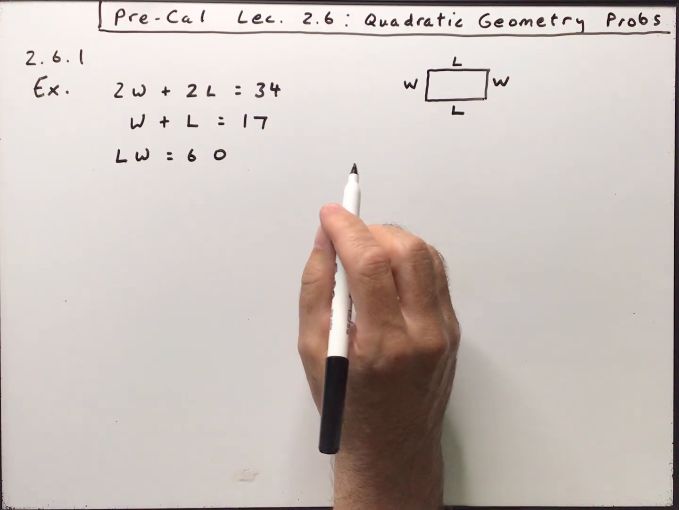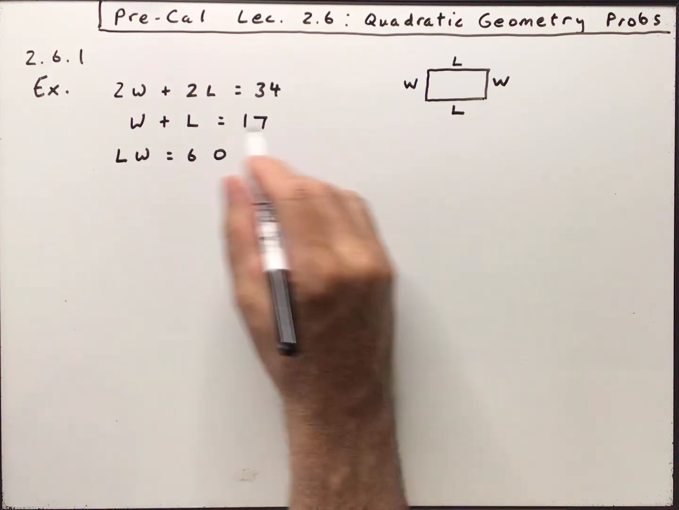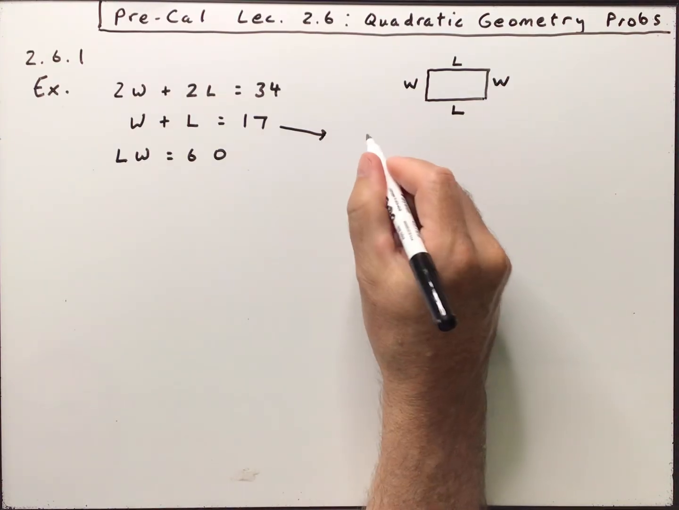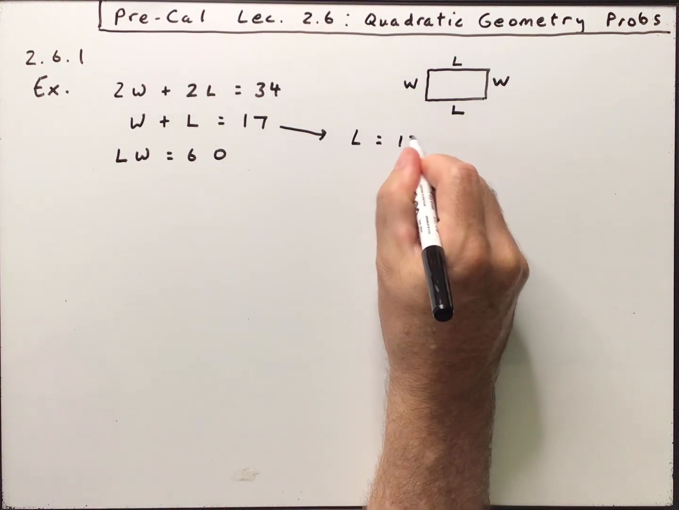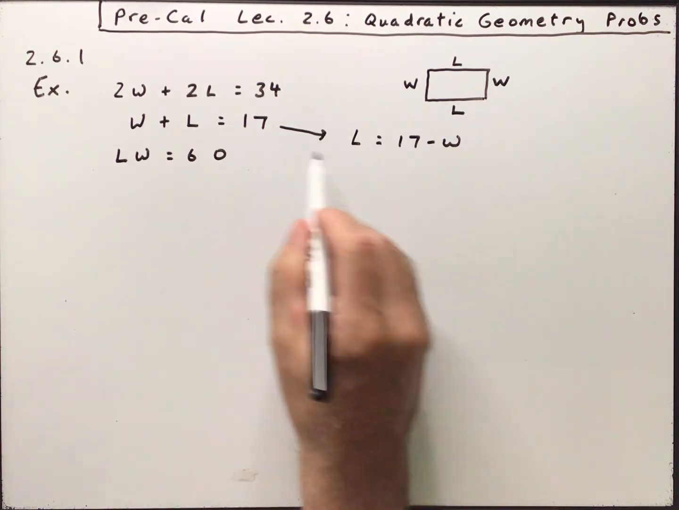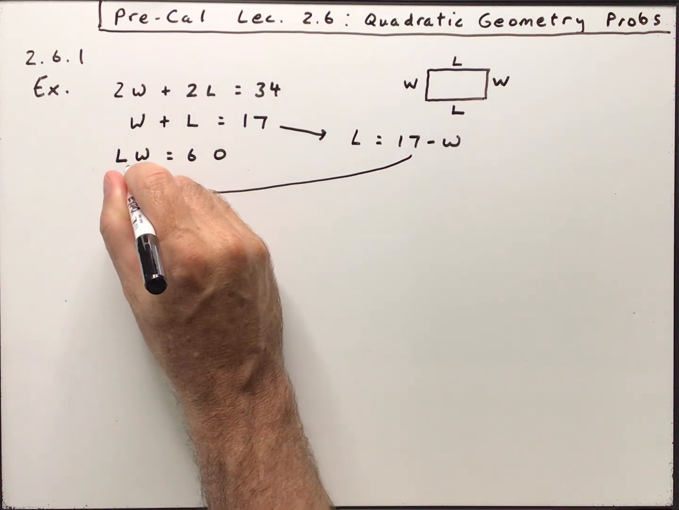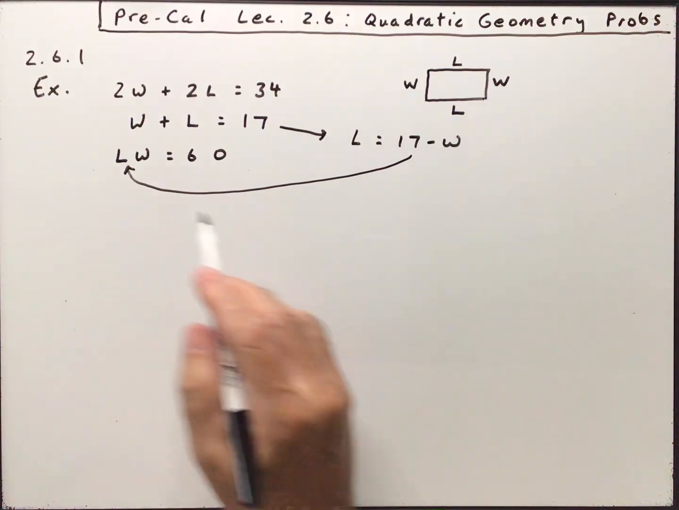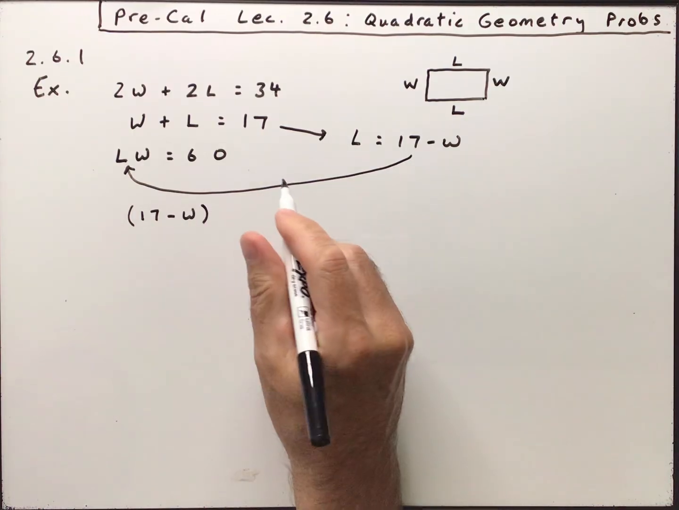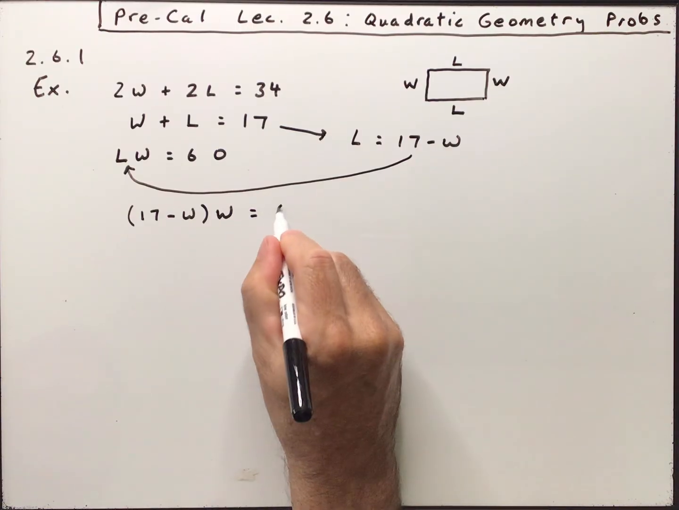All right, so let's say we want to solve for L in terms of W. So we're going to do a substitution here. With this equation, I could say L is equal to 17 minus W. I'm just moving the W to the right side, solving for L. And now we can substitute 17 minus W in for L. So now we only have one unknown. So we'd have 17 minus W times W is equal to 60.